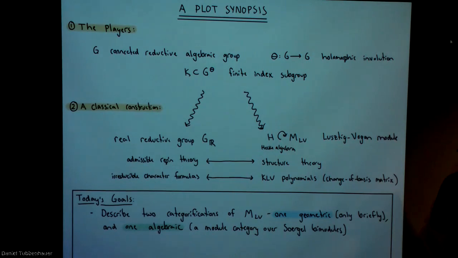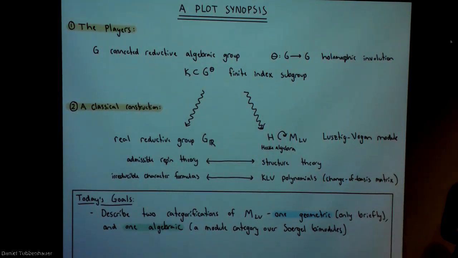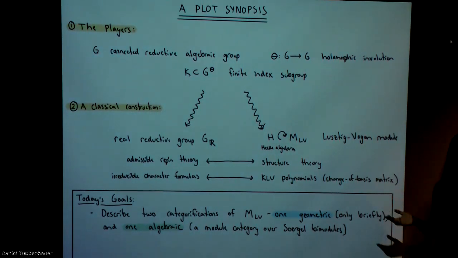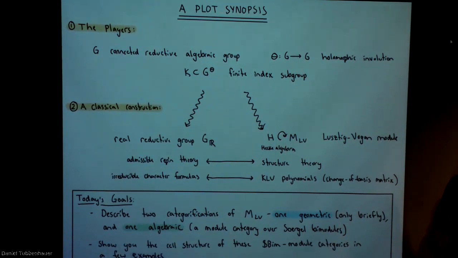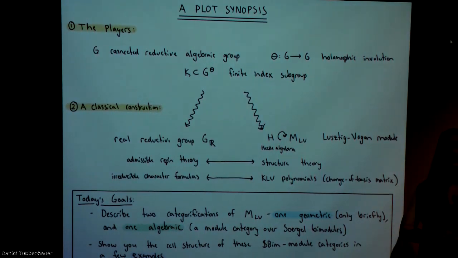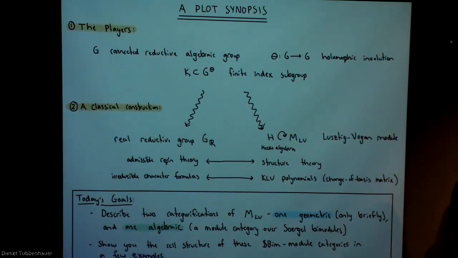And so what I want to do today is tell you about two categorifications of this picture, because this is the conference on categorification, and so that's what I should be talking about. So my first goal for today is to describe a geometric categorification and also an algebraic one. The geometric one I'll only touch on briefly, and I'll focus on the algebraic categorification, which is in terms of circle bimodules. And then what I want to end with is to show you a few examples. So I want to draw pictures of these categories that we get, so we can get a sense of what they look like if you're someone who's familiar with module categories over circle bimodules.